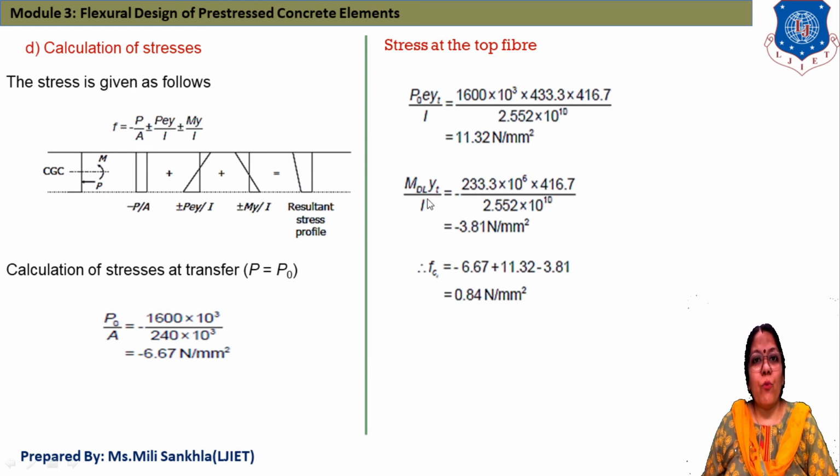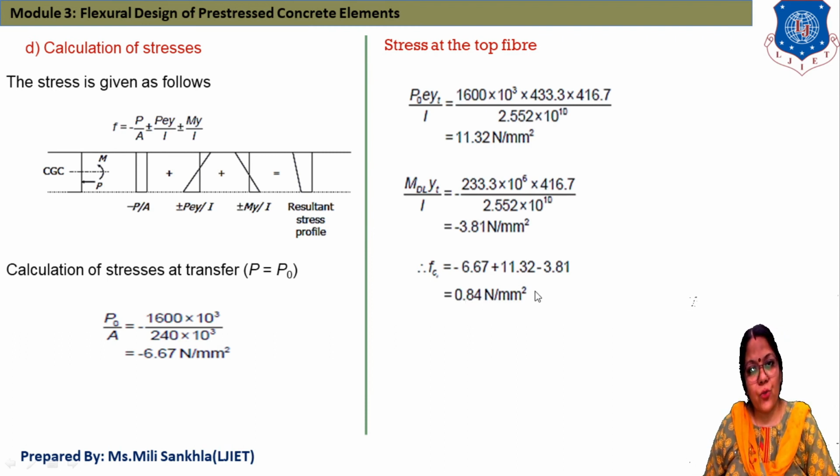Then we find the moment due to dead load. Here is our stress due to dead load, 233.3 into 10 raised to 6, converted into Newton mm, then YT equal to 416.7, which gives minus 3.81. Here the compressive stress, this one is the outer condition, upward deflection, so tension is on the outer side, and here is downward deflection, compression. Here compression is taken as negative and tension as positive. So 0.84 Newton per mm square.